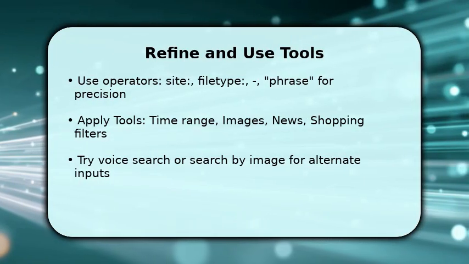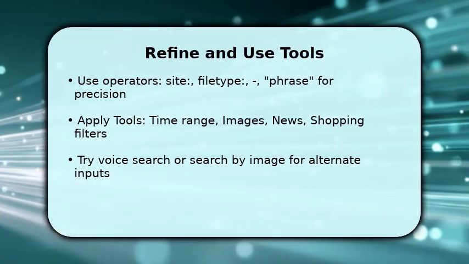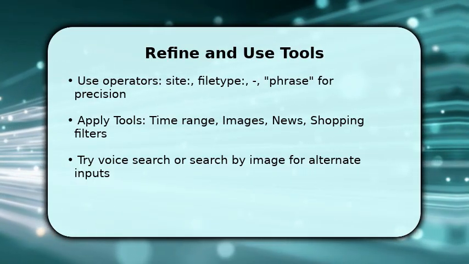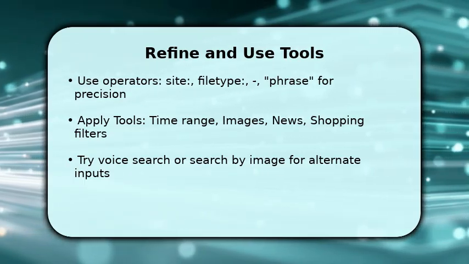Now you refine queries using operators like site:example.com, filetype:pdf, minus to exclude, and quotation marks to lock phrases. That narrows results quickly and reduces noise.